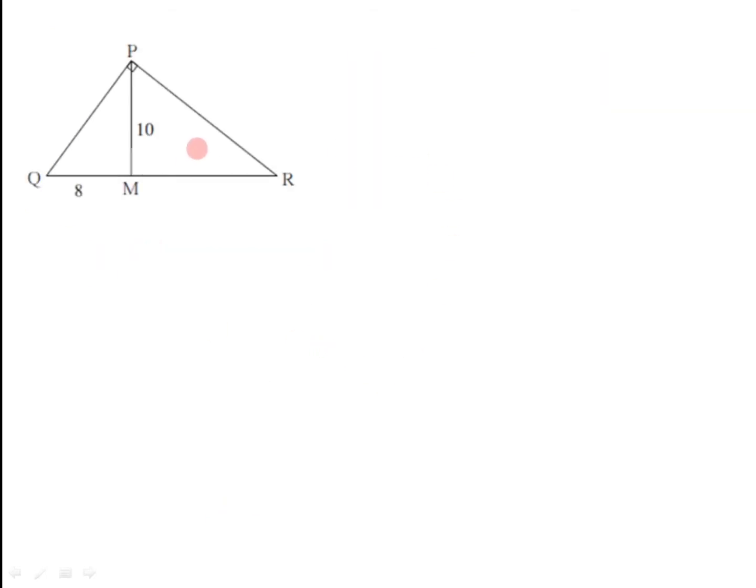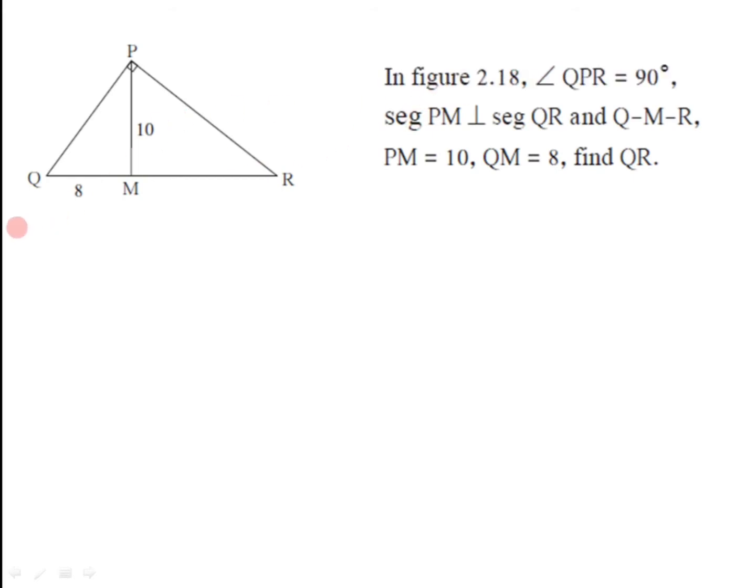Another diagram is given. Question is, in this diagram, angle QPR is 90 degree. Segment PM is perpendicular to segment QR, and Q-M-R, that means Q, M and R are collinear points. The length of segment PM is 10, length of segment QM is 8. From that we have to find QR. So here also one right angle triangle is given, and in that there is a perpendicular drawn on the hypotenuse from its opposite vertex. That's why here also we should use the geometric mean property.